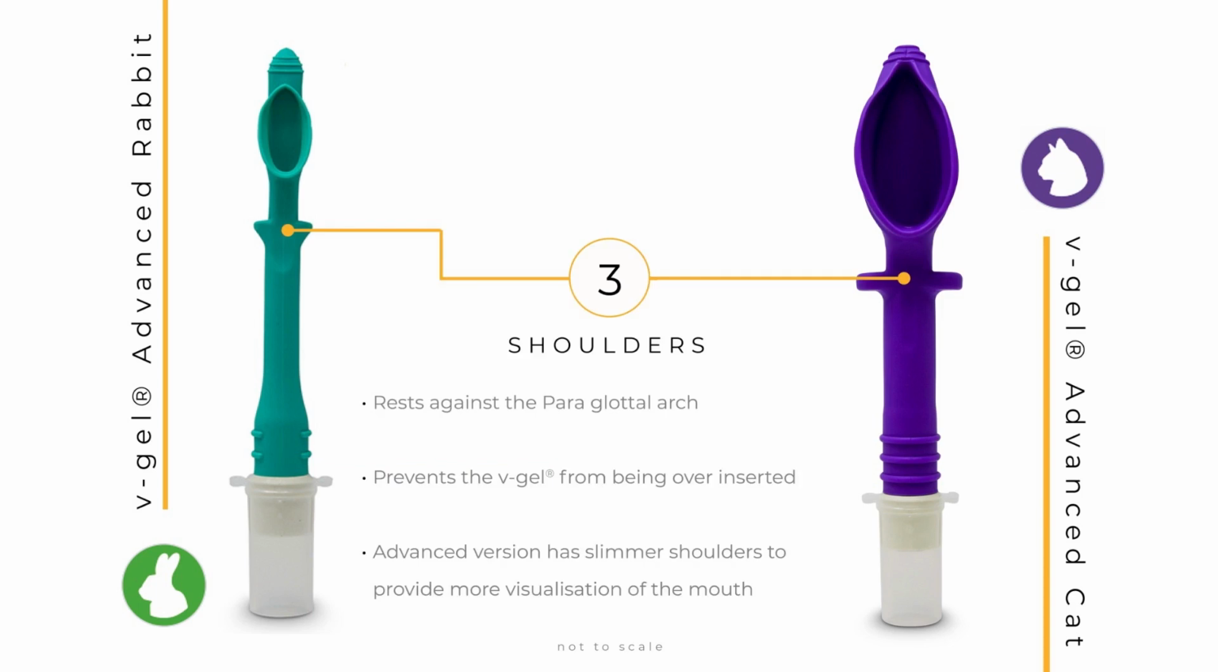Number 3. The shoulders. The shoulders will be stopped at the paraglottal arch and will therefore prevent the V-gel from being over-inserted. Those of you that are familiar with the original V-gel will note that the bulk has been removed, making the shoulders a lot slimmer to aid visualization of the mouth, especially during dentals.